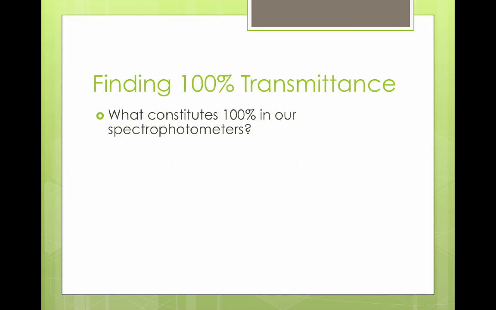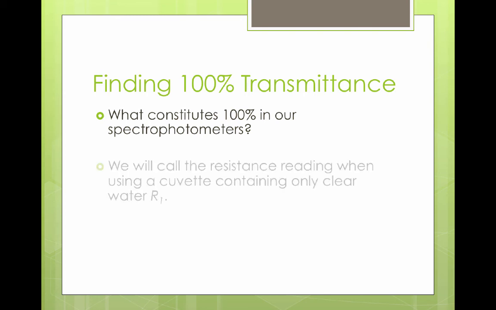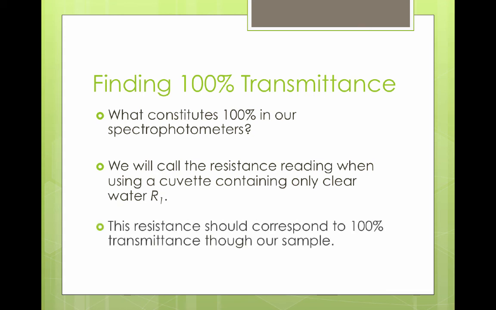Now, how do we find 100% transmittance? That means that all of the light that comes from our light source goes through and into our sensor. What we're going to do is use a cuvette containing only clear water, and we're going to assume that that's letting all of the light through from the light source to our sensor. We'll call that R1. And it should correspond to 100% transmittance through our sample.